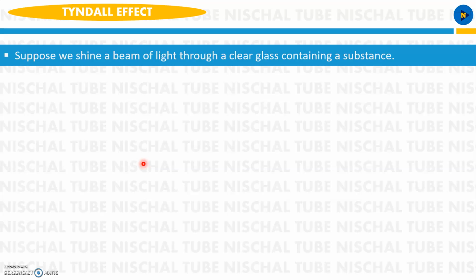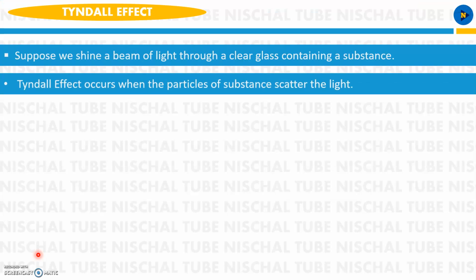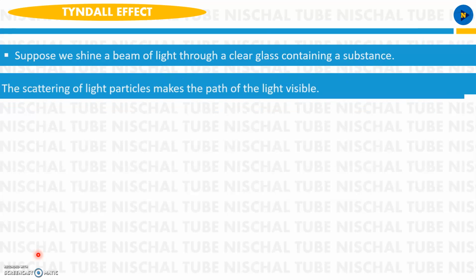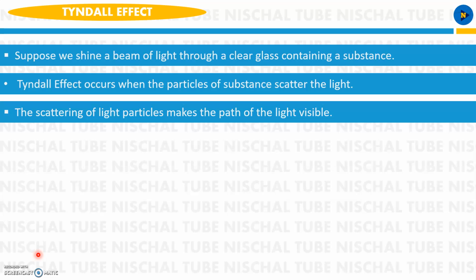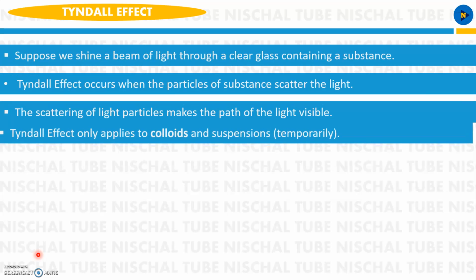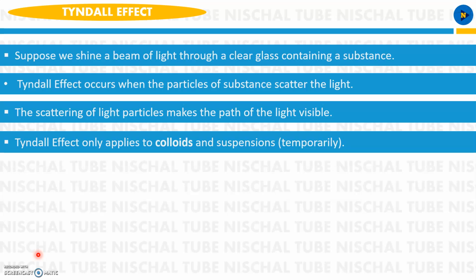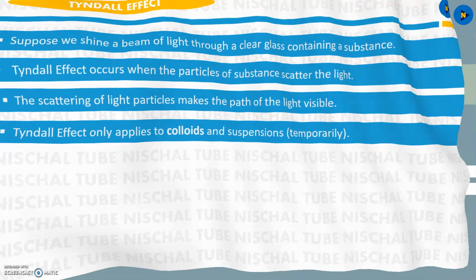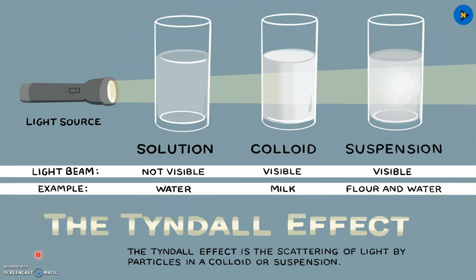So, suppose we shine a beam of light through a clear glass containing a substance which should either be a solution, a suspension, or a colloid. The Tyndall effect occurs when the particles of substance scatter the light. The scattering of the light particles makes the path of the light visible. So this Tyndall effect only applies to colloids and, as I mentioned earlier, suspensions to a temporary extent. So we can see this example here.